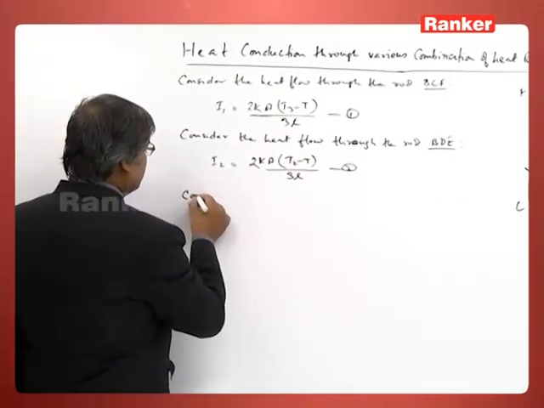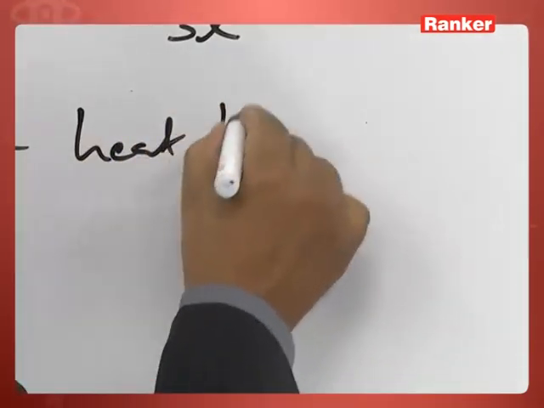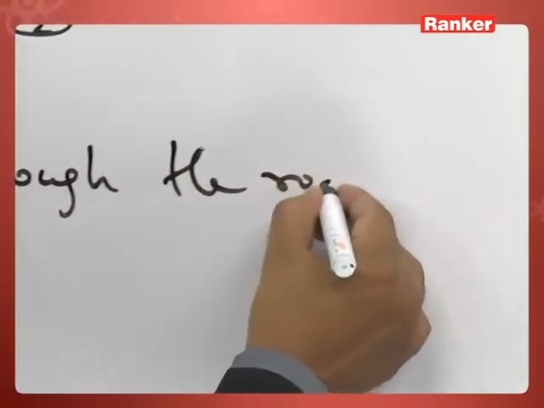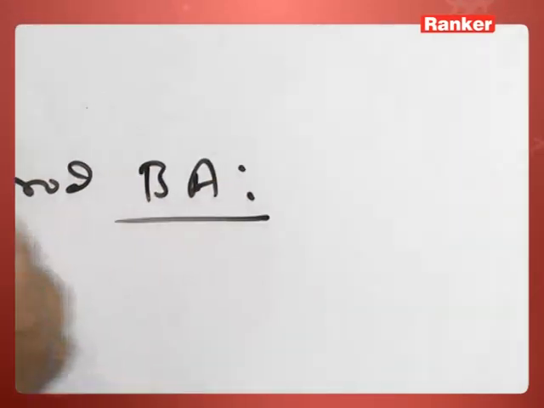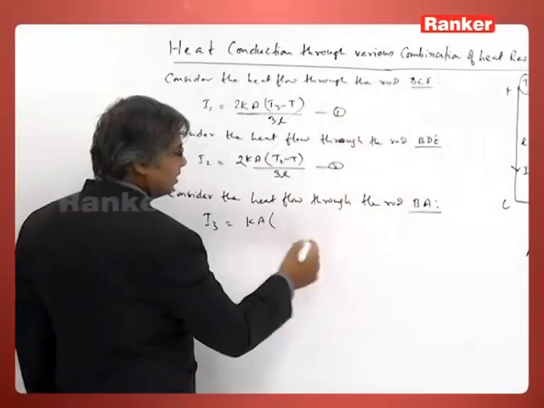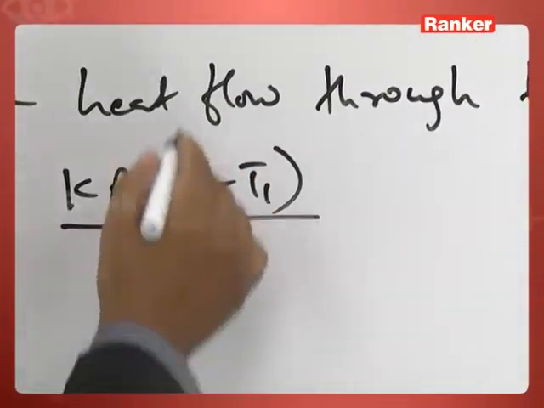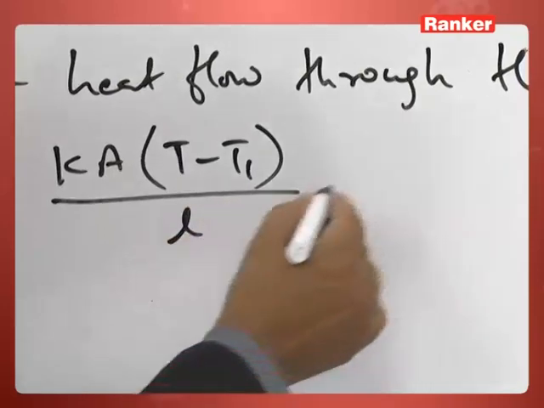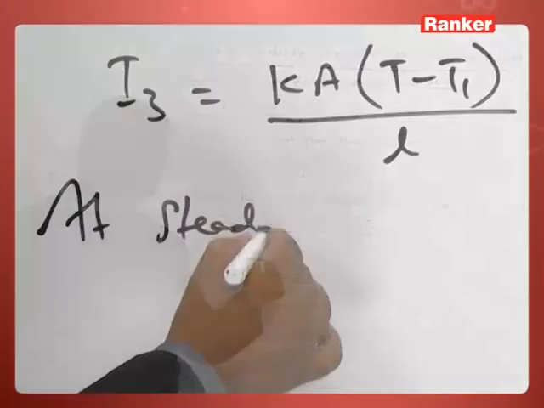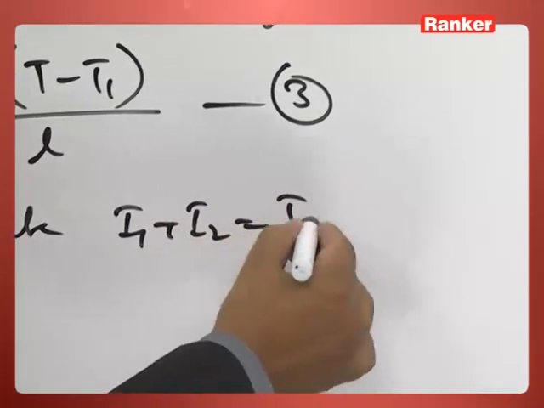So, consider the heat flow through the rod BA. So, this is I3, this is K A, T must be higher. So, T is higher, I have assumed, minus T1, by total length, that length is L. At steady state, I1 plus I2 must be equal to I3.